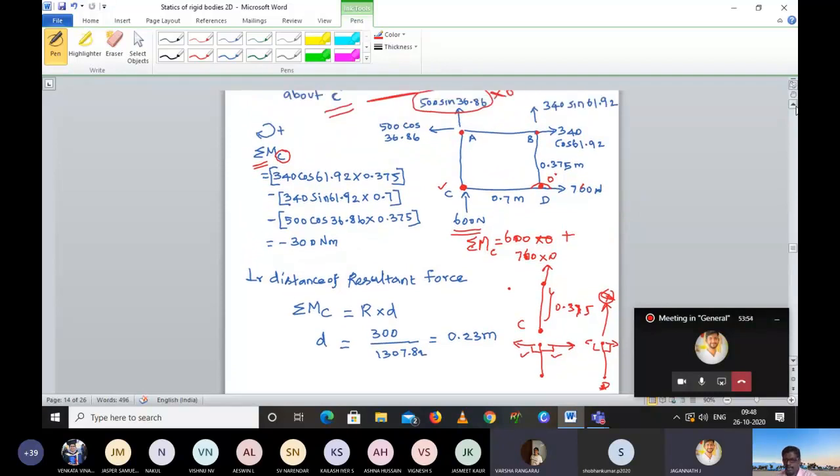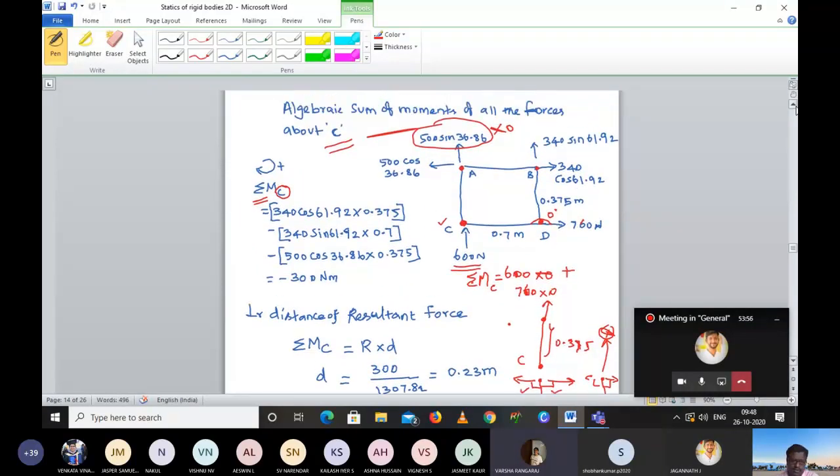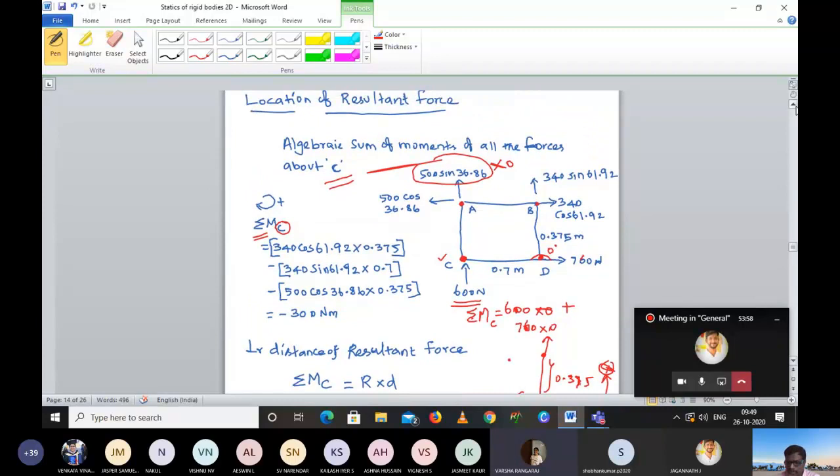Okay, now Soban, tell me which force will create moment then? What are the forces that will create moment with respect to C? With respect to C, 500 cos 36.86. How will it rotate if I am considering this beam AC? Anti-clockwise, sir. Very good. So I am taking clockwise as positive. So always what I have to put? Minus 500 cos 36.86 into 0.375. Any doubt in this?